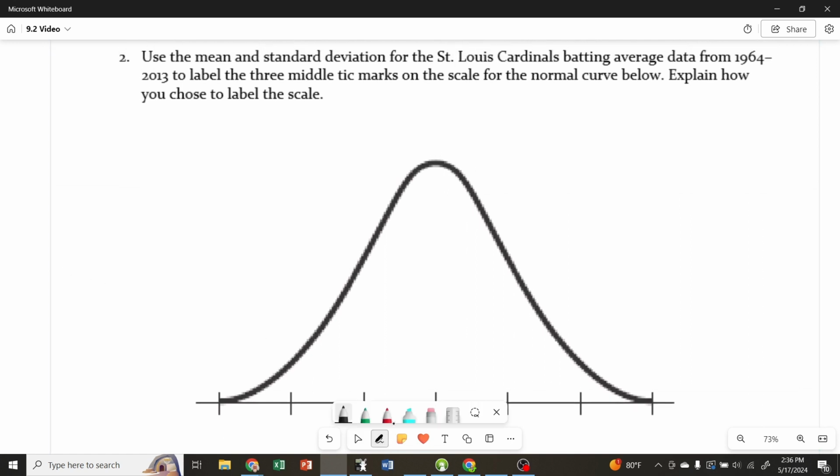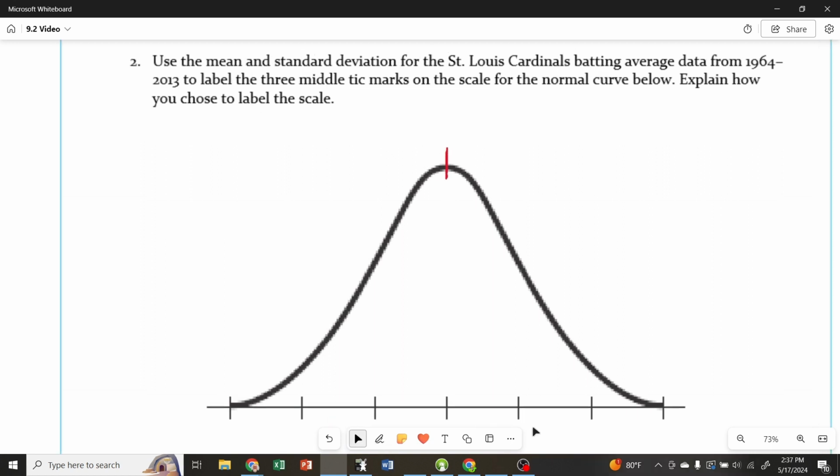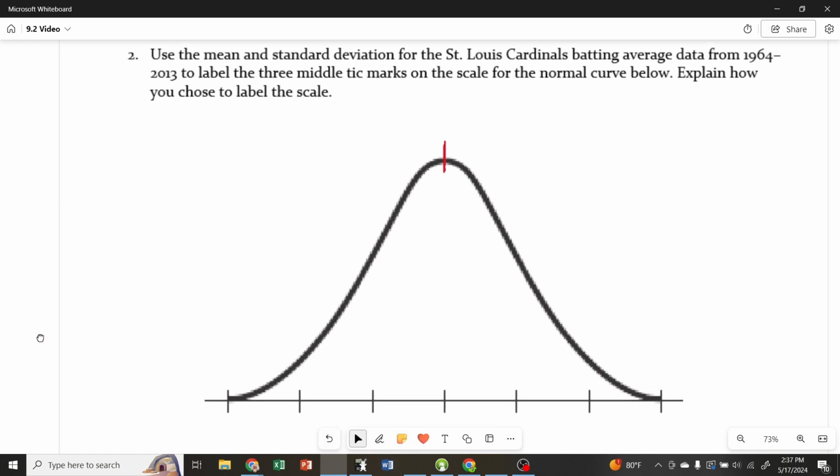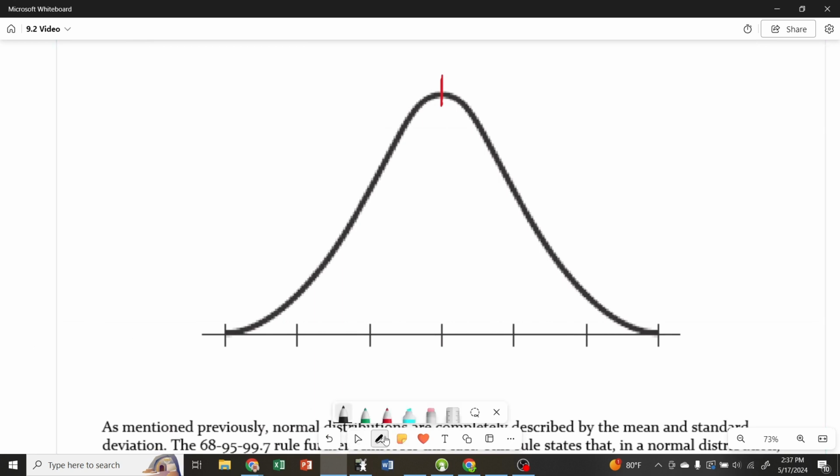All right, so in this case, the mean is at this peak. So the mean is 0.2637. So right here would be 0.2637. So each of these marks are exactly one standard deviation away.